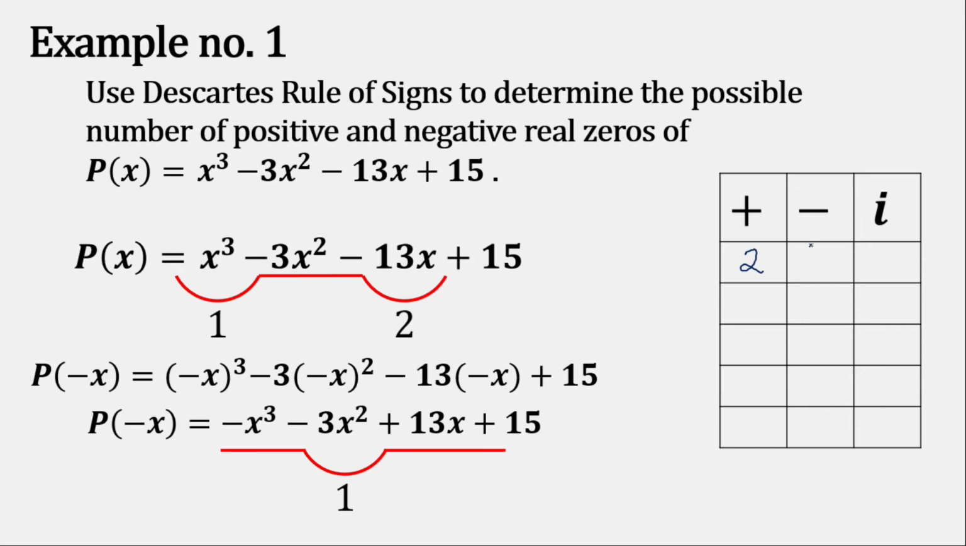Therefore, we have one negative number, and 2 plus 1 is already 3. So therefore, there will be no imaginary zeros. Now, in case, again, it is written in the rule that the number of positive or negative zeros should be the number of variations minus an even number.